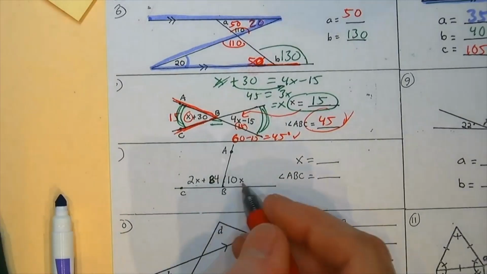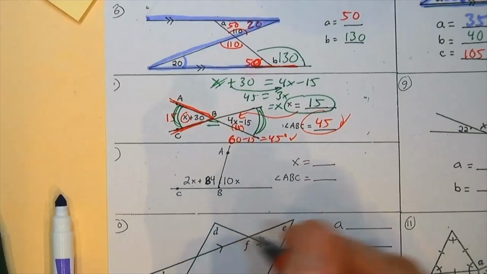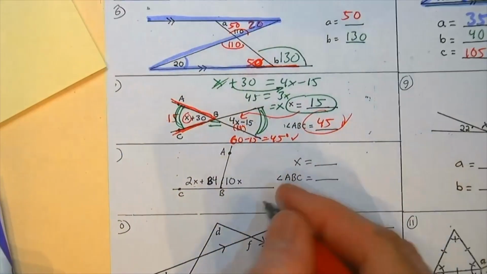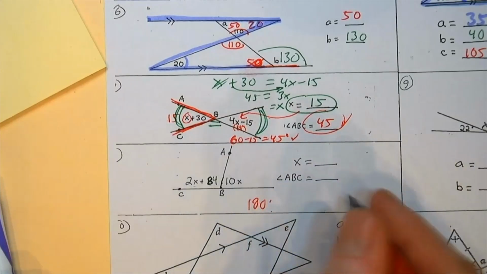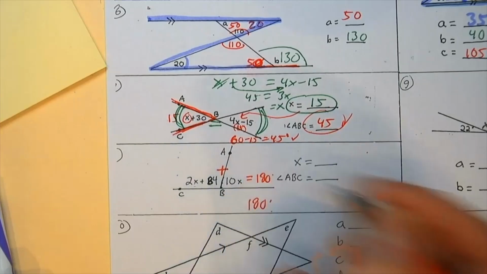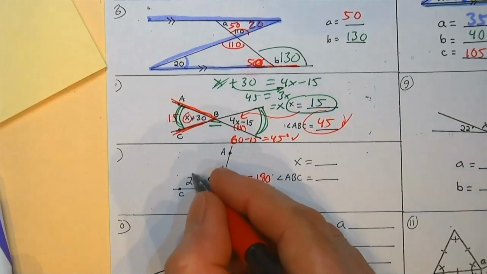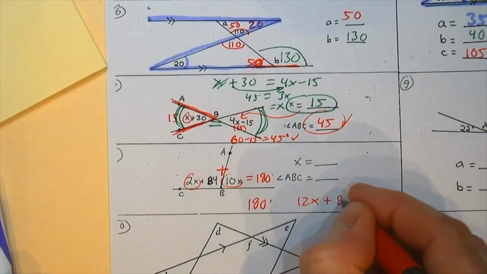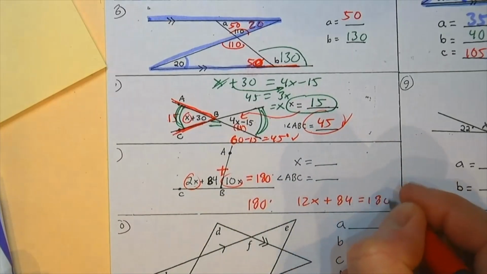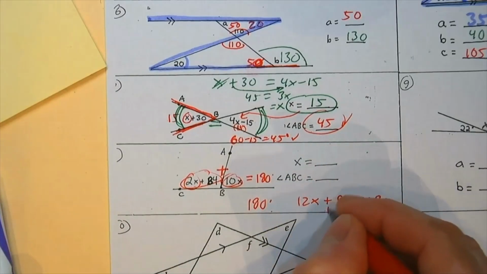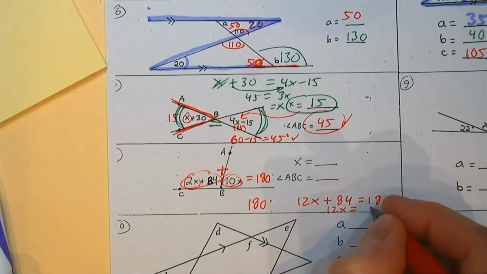Let's see, what do we got here? Are these equal to each other? No, this looks bigger than that, but it's a straight line. There's your straight line, and straight lines are 180. Just like triangles are 180, straight lines are 180. So this plus this equals 180. So let's go 2x plus 10x, that's 12x. This looks familiar, doesn't it? Plus 84 is 180. Let's subtract the 84. 12x equals 180 minus 84, that's 96.